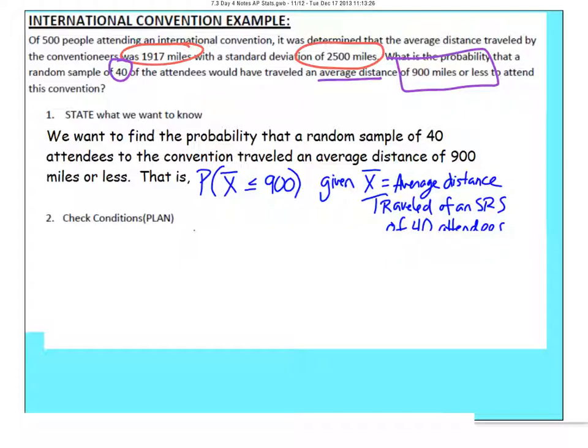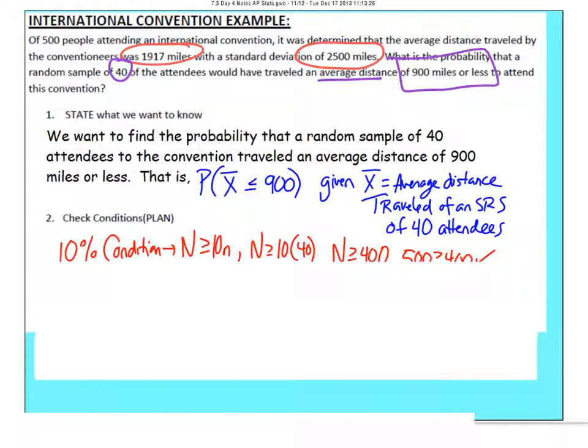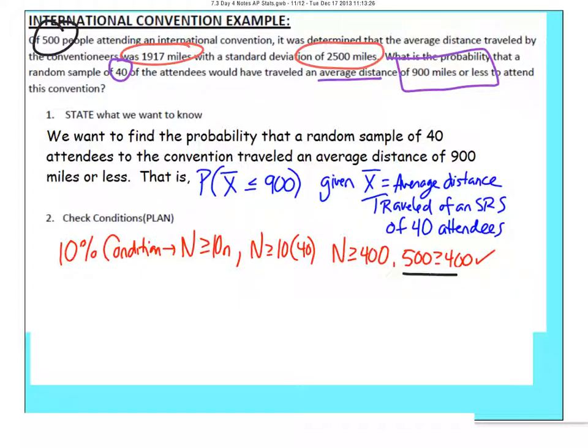Random, independence, and normalcy. So on here, the 10% condition, if I check that first for independence, a sample size of 40 times 10, as long as we have 400 people attending this conference, we actually know there's 500. So in this one, we can actually be specific. Our population of 500 is clearly greater than 400. So yes, the independence or the 10% condition is met. Now let's address, can we do normalcy and the randomness in here? They did tell us that they took a random sample of 40, so the random condition is met.